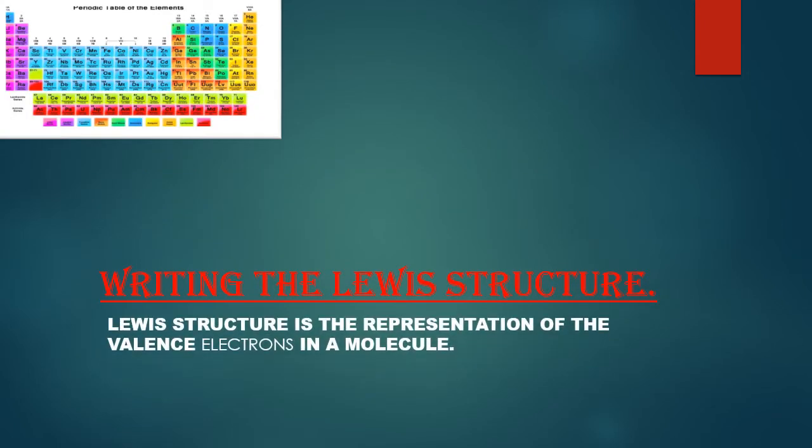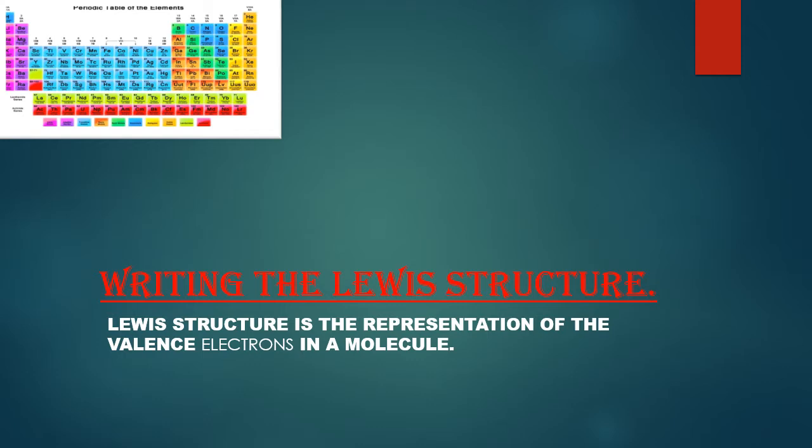A Lewis structure is the representation of the valence electrons in a molecule. Valence electrons are those electrons that occupy the outermost shell of an atom.